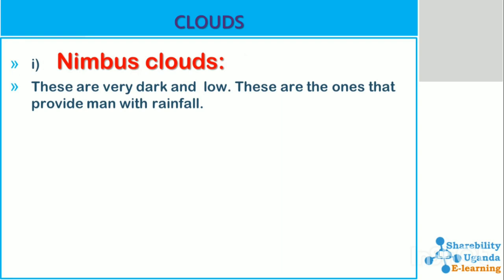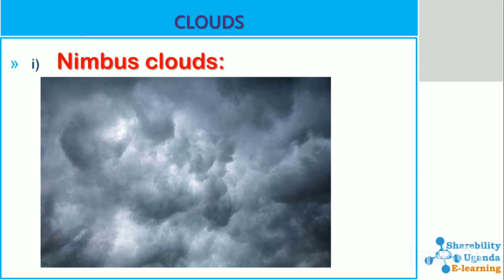We have nimbus clouds, which are very dark and very low, and sometimes very heavy because they store rain. They are the type of clouds that provide or store our rain. During the rain period, or when it's about to rain, the nimbus clouds lower down. These other clouds go above the nimbus clouds, giving way to the nimbus clouds to provide us with rain. This is how the nimbus clouds look.